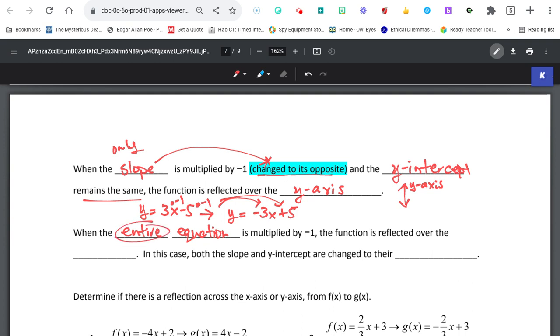When I say the entire thing, I'm talking about slope and y-intercept, M and B. Both M and B. So when you change both of them, the function is reflected over the x-axis. In this case, both the slope and y-intercept are changed to the opposites.